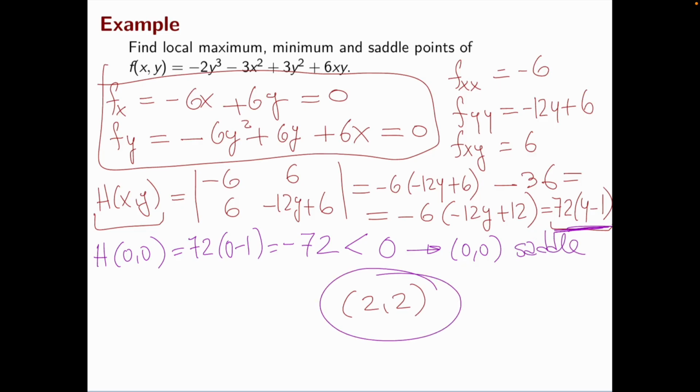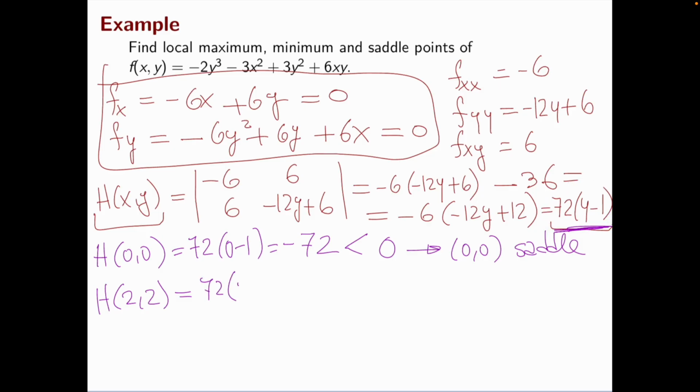And now we do the same with 2, 2. So let's calculate the Hessian now at 2, 2. That will be, plugging in here, 72 times 2 minus 1, so this is 72 times 1, which is 72. This is positive. So that means that this is going to be an extreme, meaning this is going to be a minimum or a maximum. So we can deduce here that 2, 2 is an extreme.